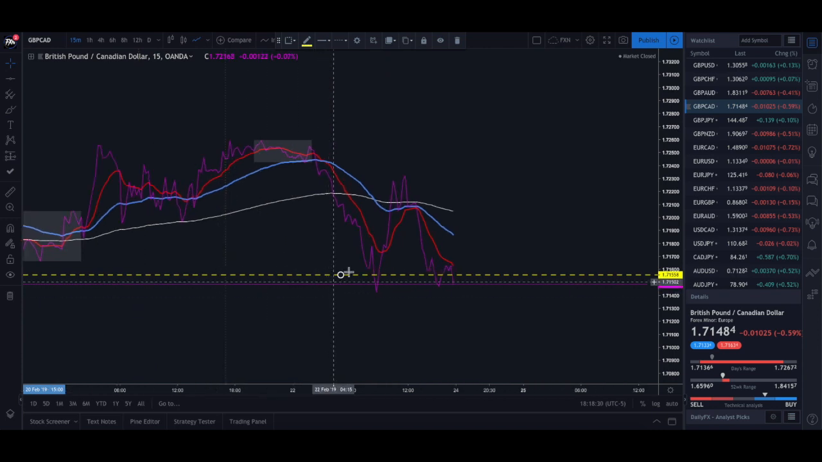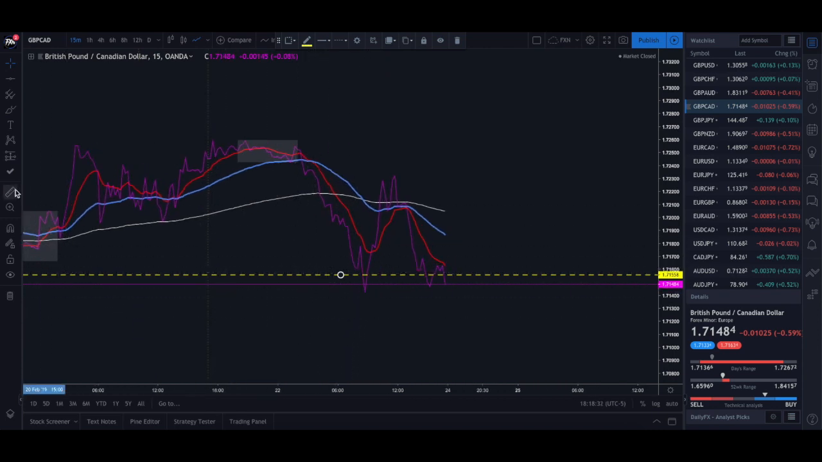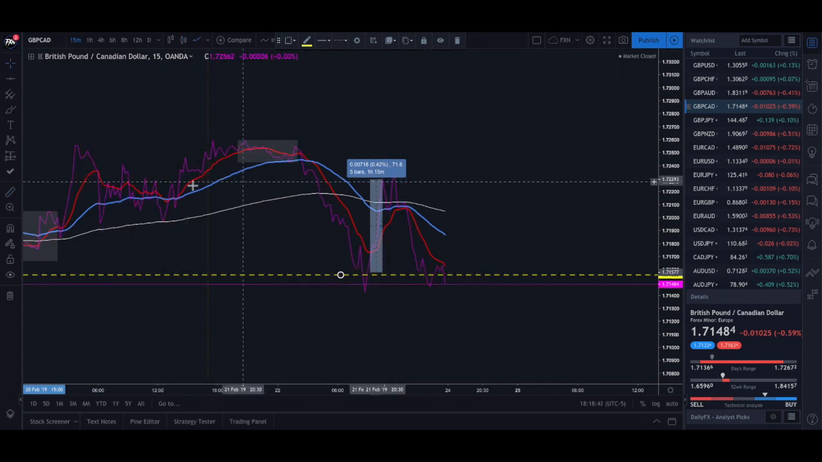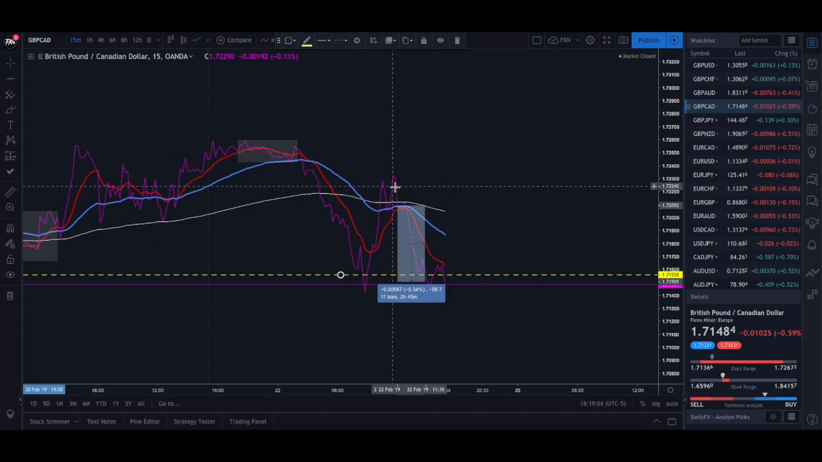Now, is it visible on a line chart? It is. Because it's a railroad track, your entry's all the way down here. That's 70 pips. Now, guess what? You can trade this back down as well, for another 60 pips or so.